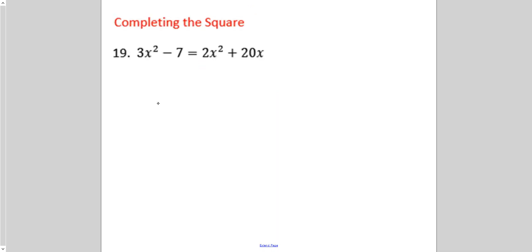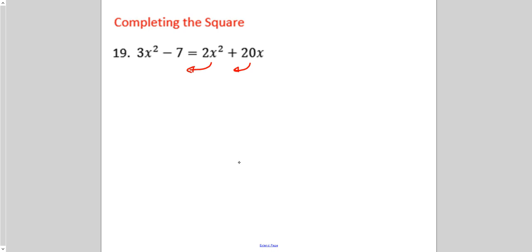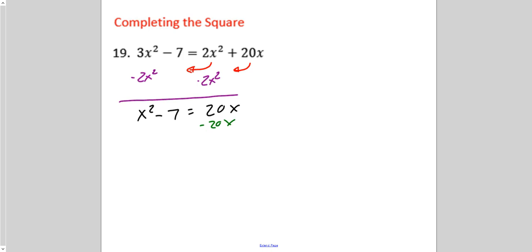For number 19, I like to make sure that I have it written in standard form. So I'm going to move the 2x squared and the 20x to the left-hand side. So I'm going to subtract 2x squared and subtract 2x squared. Doing so will leave me with x squared minus 7 equals 20x. Now I'm going to subtract my 20x to the other side. And now I'm going to have x squared minus 20x minus 7 equals 0.